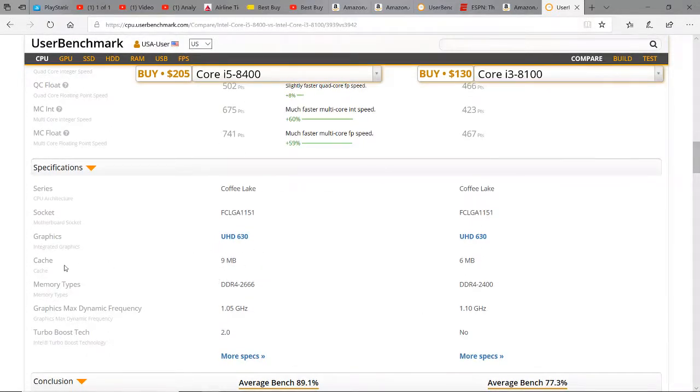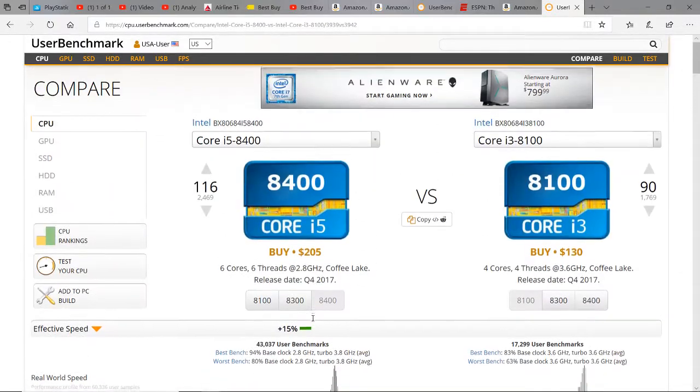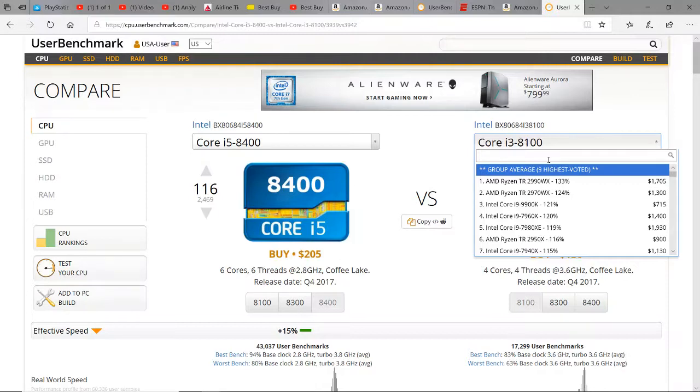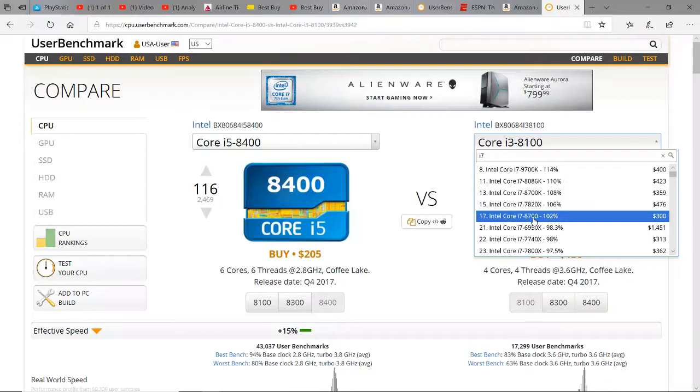Down here, we talked about this earlier, UHD 630, so all these 8th gen are going to have the 630. Cache is even greater with the i5, and something that they add here with the i5 is this turbo boost tech. Alright, so let us change out this side to the i7, and this one, this is the cheapest one.